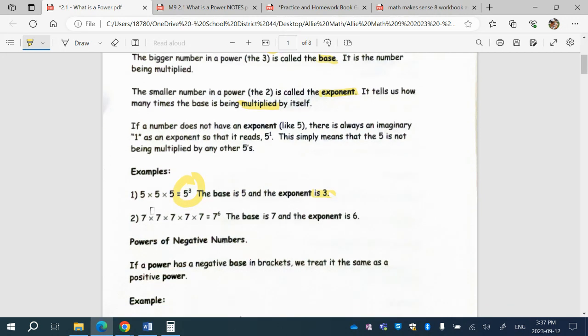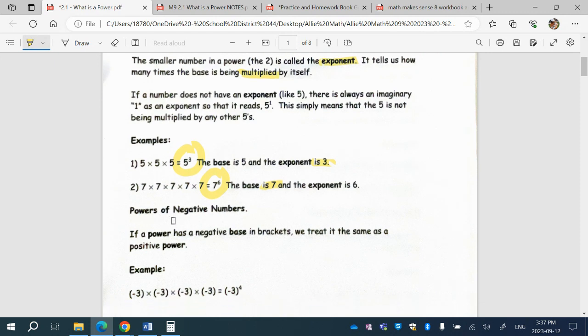If we have 7 times 7 times 7 times 7 times 7, or 7 to the power of 6, the base is 7 and the exponent is 6. That's the number of times it's being multiplied by itself. And remember, the whole thing is called a power.